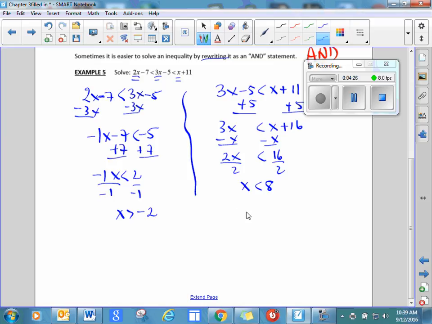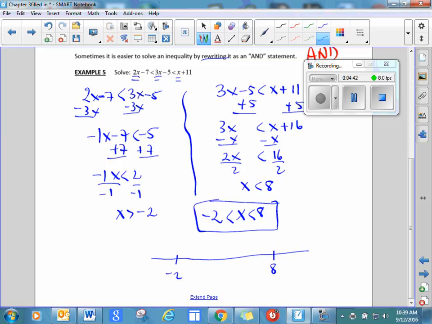So I need x to be less than 8, but it needs to be greater than negative 2. Here's my algebraic statement, and I can graph it as well. Negative 2 is a target point, positive 8 is a target point. They're both open. And in order to solve both of these, this one and this one, it's the points in the middle. Hope this helped.